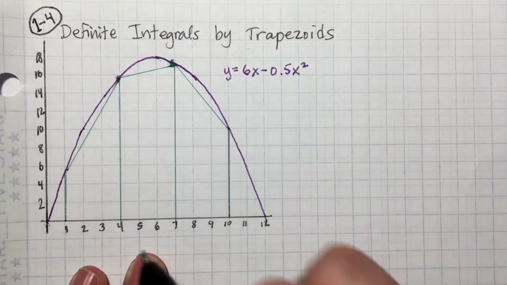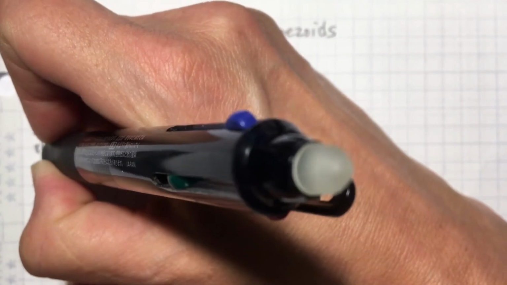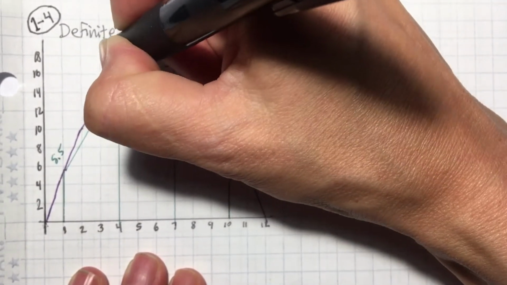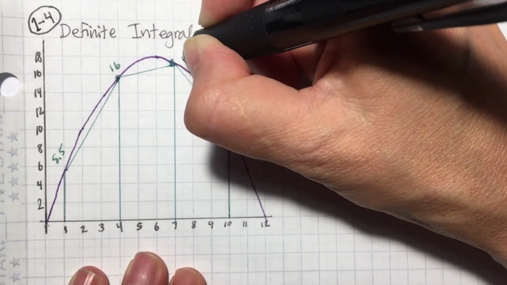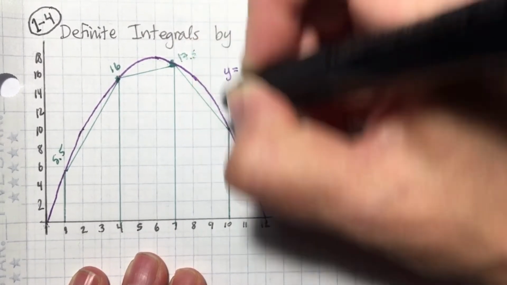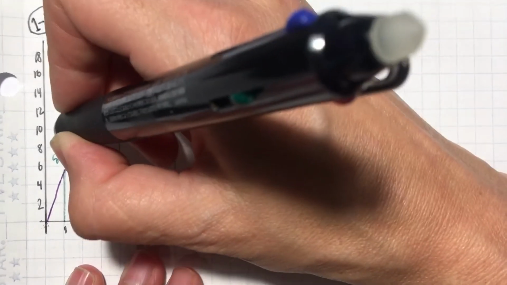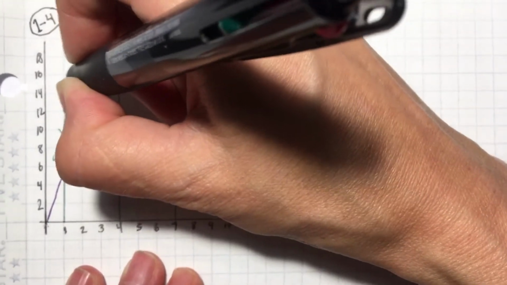So what we need here, I'm going to go ahead and label my heights. This height is at 5.5. When x is 4, the height is 16. When x is 7, the height is 17.5. And at x equals 10, the height is 10. I'm just putting these y values in because I want them to be convenient.